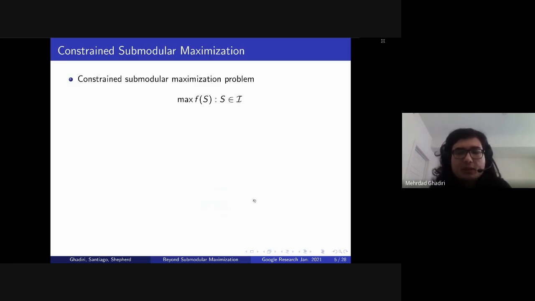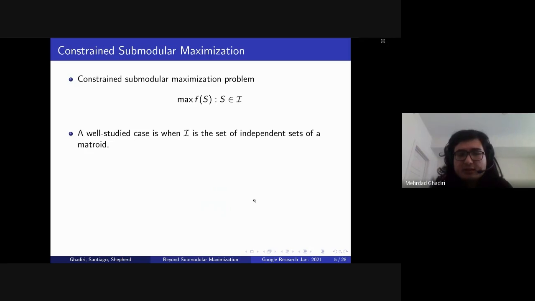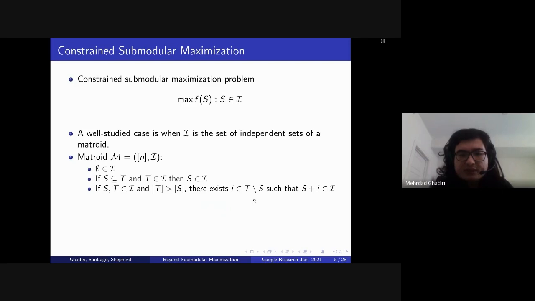One important problem in combinatorial optimization, which has many applications, as I said, is constrained submodular maximization. During the talk, we assume that our functions, submodular or otherwise, are monotone and non-negative. The constrained submodular maximization problem is defined as maximizing a submodular function subject to some family of sets. Maybe the most well-studied case is when we are talking about the independent sets of a matroid. So I'm giving a definition for matroids.